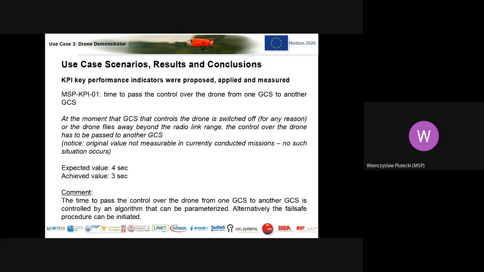So the KPI number 1 is the time to pass the control over the drone from one ground control station to another. So this relates to the moment when, for any reason, the drone has to switch the connection from one control station to another. And this break of the connection should be simply short, to assure that there is continuity of the mission. So what was the expected value? It was 4 seconds, and during our tests we achieved 3 seconds.